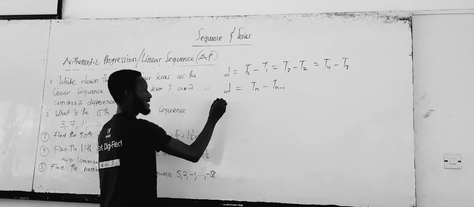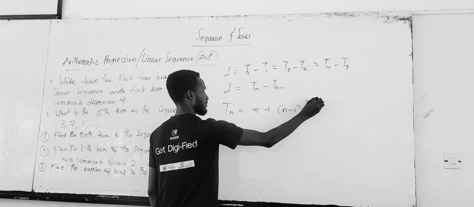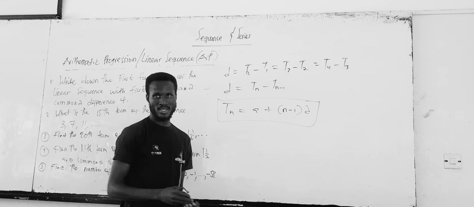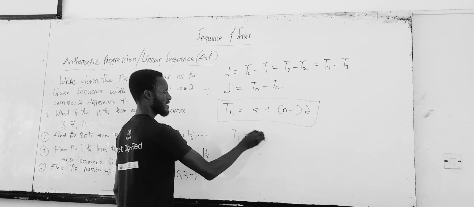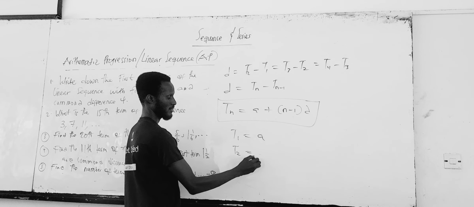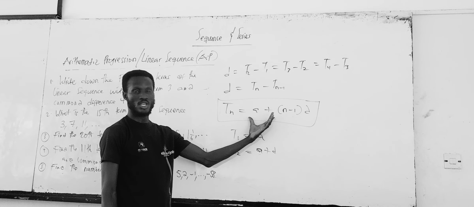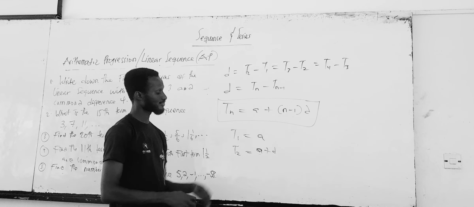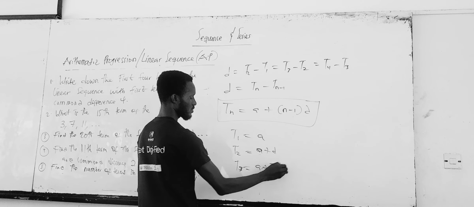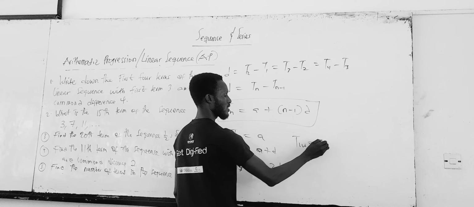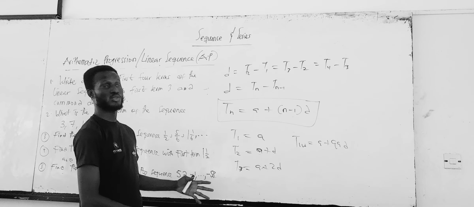And then we talk about the nth term. Formula for the nth term, that is a plus (n minus 1)d. Yes. Now, we talk about other short formulas. T1 is the same as the first term a. T2 is the same as a plus d. This one can also be generated from here. T3 is equal to a plus 2d. T100 is the same as a plus 99d. And this is supposed to be at our fingertips, and you're going to use them anyhow.